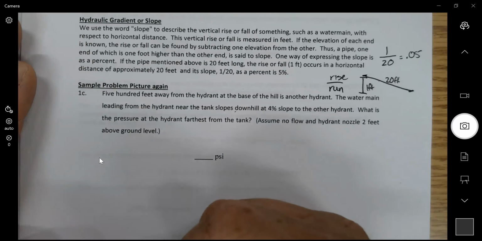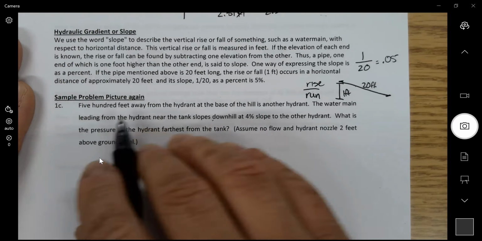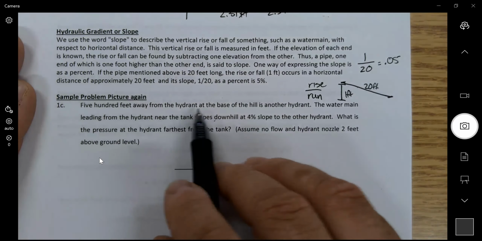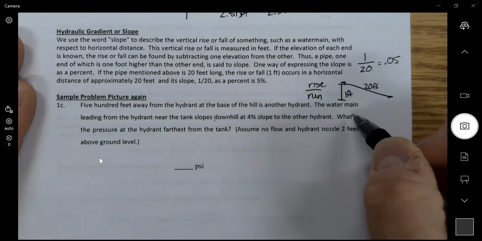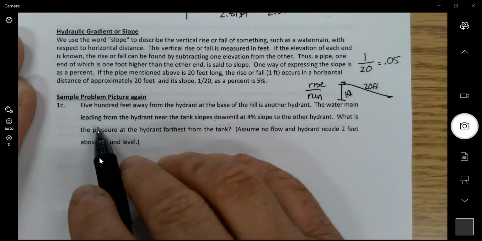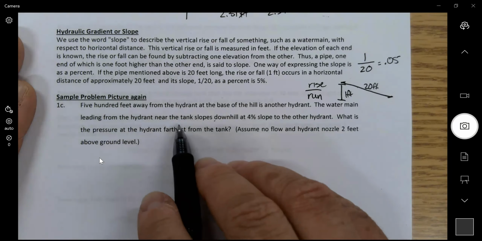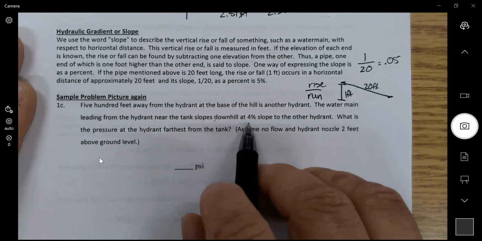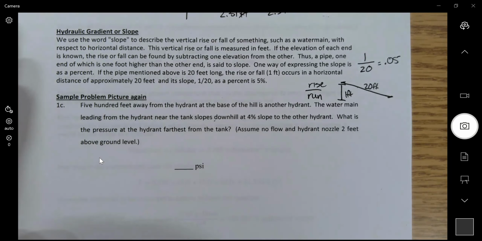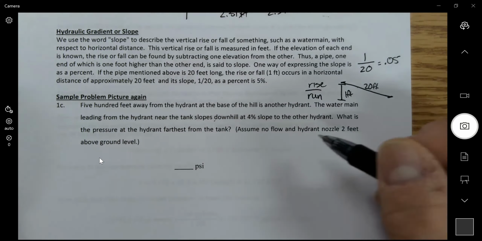Okay, so here is another part of that question we've done. 500 feet away from the hydrant at the base of the hill, the water main leading from that hydrant near the tank slopes downhill at 4% slope from the other hydrant. What is the pressure at the hydrant farthest from the tank?